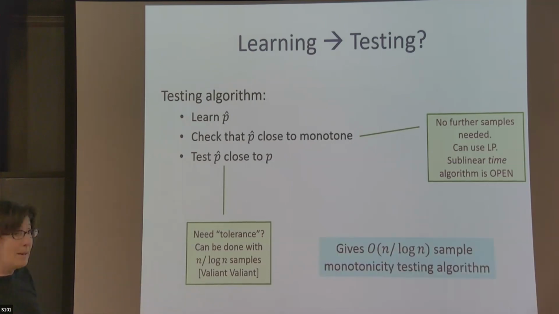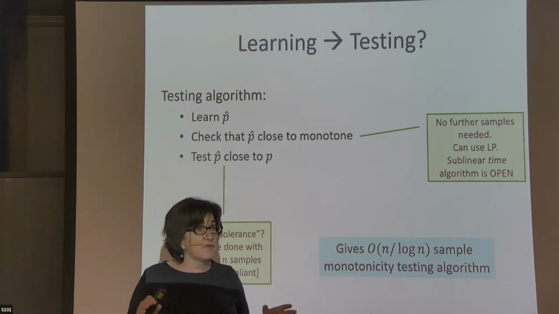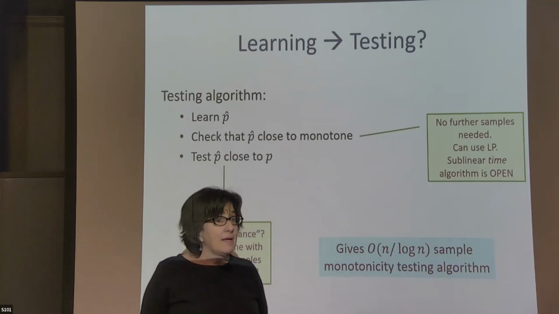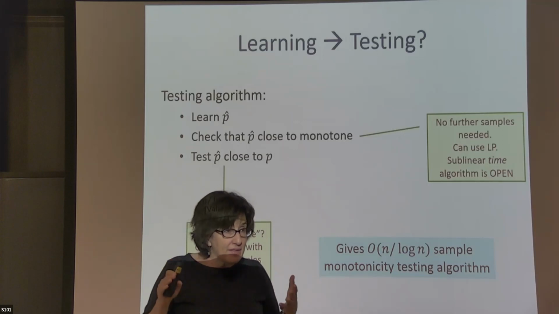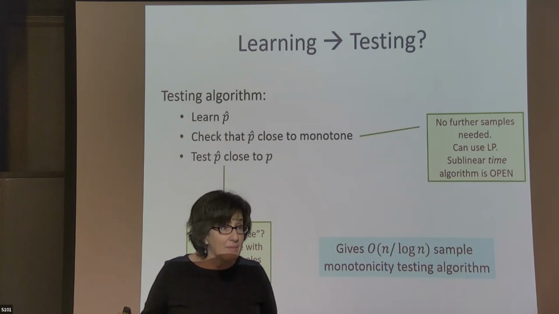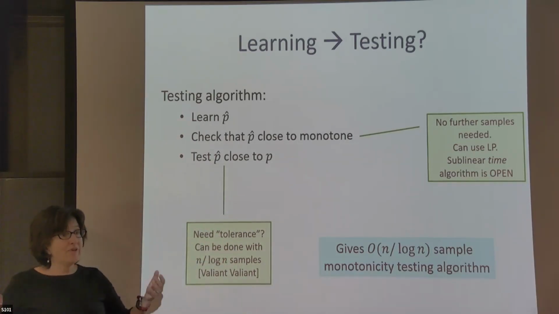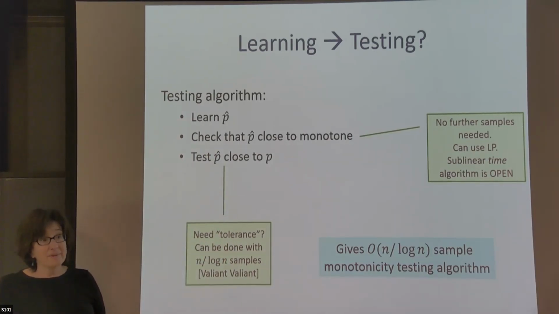I'm sorry. So the thing that you said is open is: given a distribution on the Boolean hypercube, test that it's monotone. Yeah, given a distribution on the Boolean hypercube. We know how to test it with sublinear samples. What we don't know is sublinear time. We know how to do sublinear samples, but we just don't know how to do sublinear samples and sublinear time.